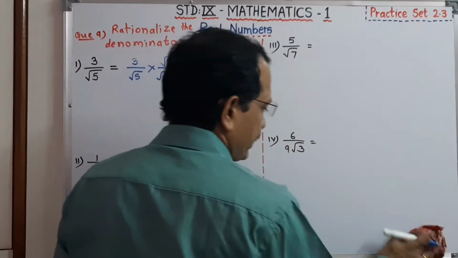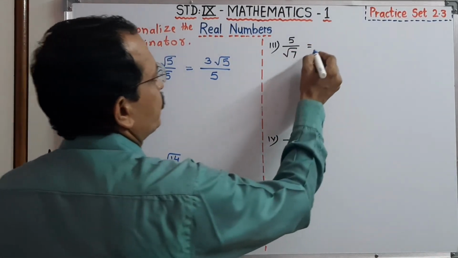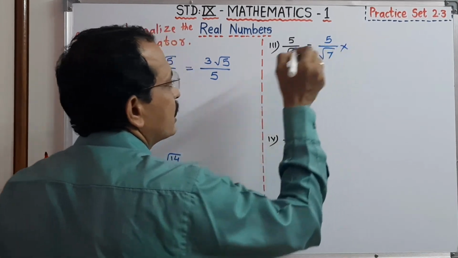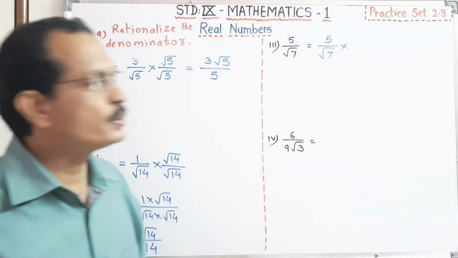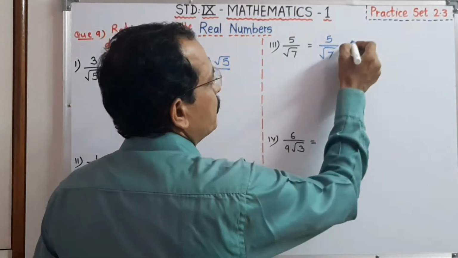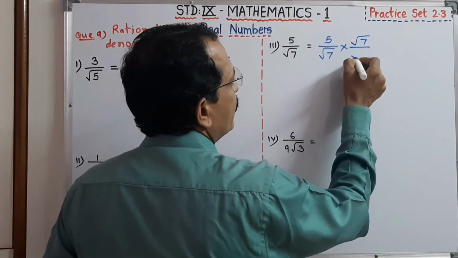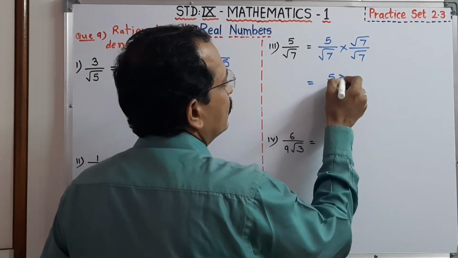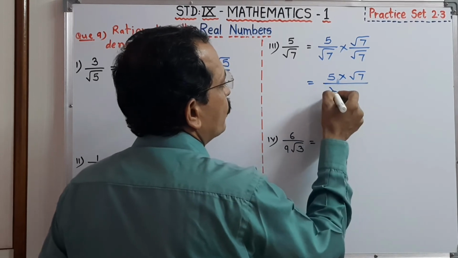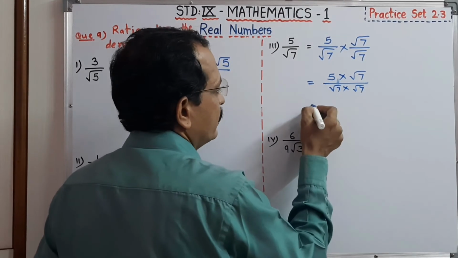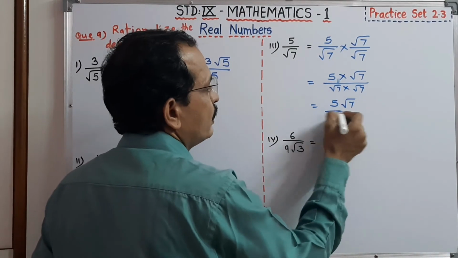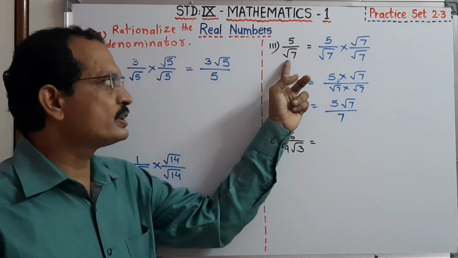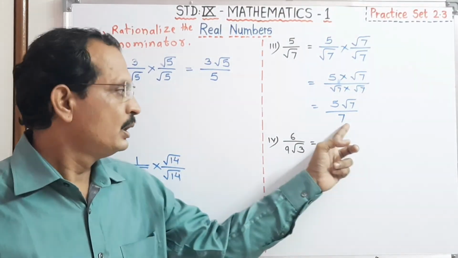Now, see here. We have to see the next one. It is 5 upon root 7. Can any one of you tell me what will be the rationalizing factor? Yes, dear student, it is root 7. Therefore, we multiply the numerator with root 7 and the denominator with root 7. Then here it is 5 into root 7 and root 7 into root 7. It is 5 root 7, and root 7 into root 7 is 7. This denominator root 7 gets changed into a rational number.